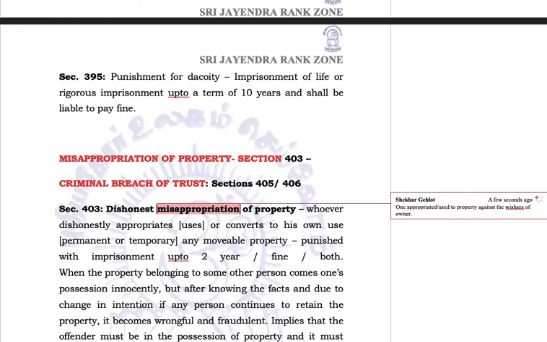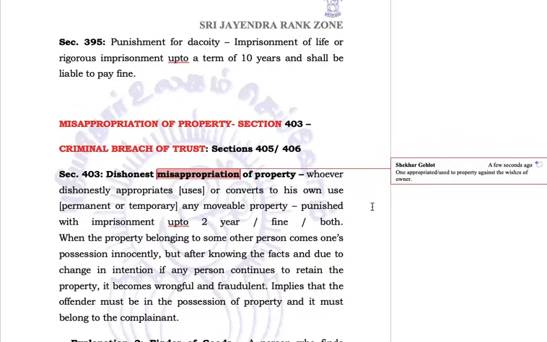Appropriation means using it. Like appropriation of money is buying something with it or doing anything with the money. So misappropriation of property means property is used in some other way than as ordered by its owner. Let us now read it, you will come to know.